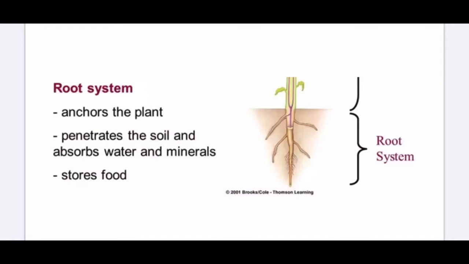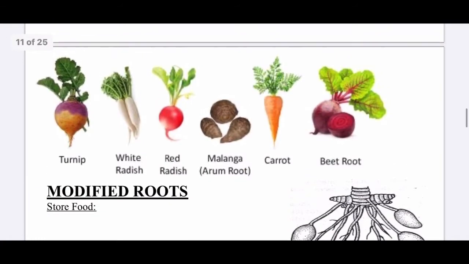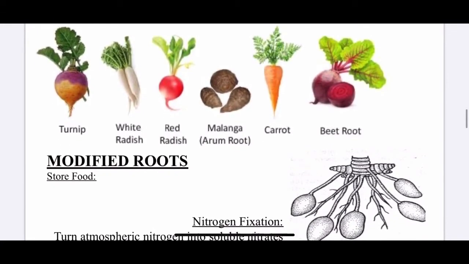Apart from the main function, some roots also perform other functions. The roots of some plants, such as carrot, radish, beetroot, and sweet potato, store food. The roots of these plants are eaten as food. These roots are called modified roots.